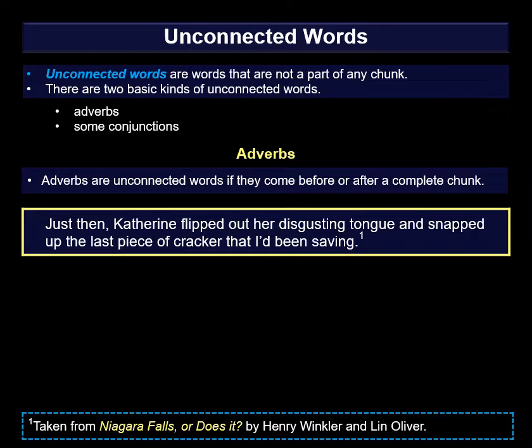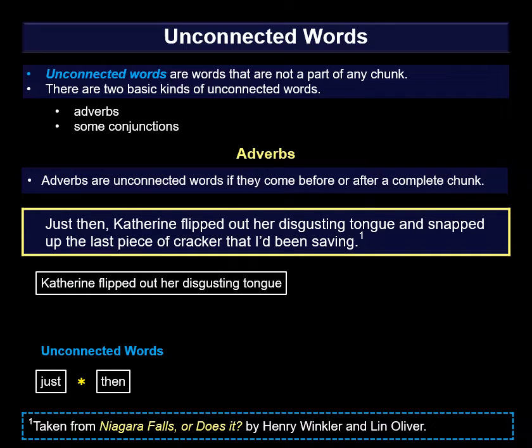Let's take a look at this sentence from Niagara Falls, or does it? Just then, Catherine flipped out her disgusting tongue and snapped up the last piece of cracker that I'd been saving. First, this sentence begins with two unconnected words: just and then. These are two adverbs, so they should be seen as unconnected words. Then the first chunk, Catherine flipped out her disgusting tongue. This is all one chunk because flipped out is a phrasal verb.